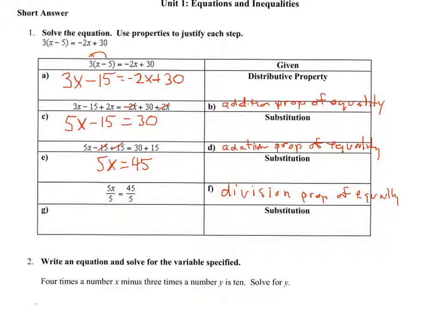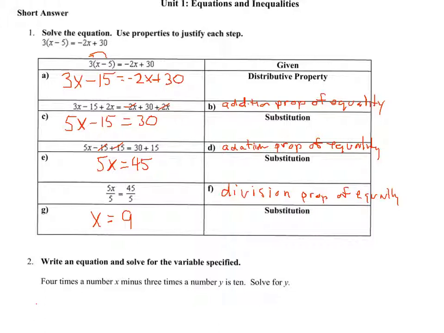And substitution means we're going to substitute our answer there. So 5x divided by 5 is x. 45 divided by 5 is 9. And that is the last part of that problem. We're done. X equals 9. Solve the equation. We used our properties. Done.